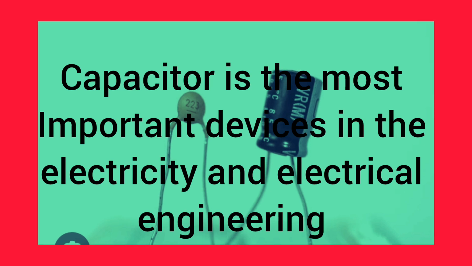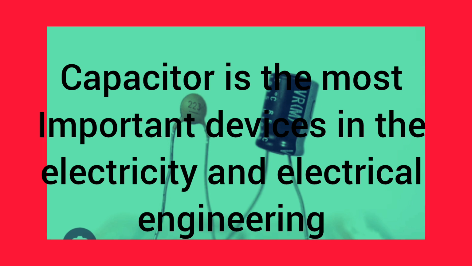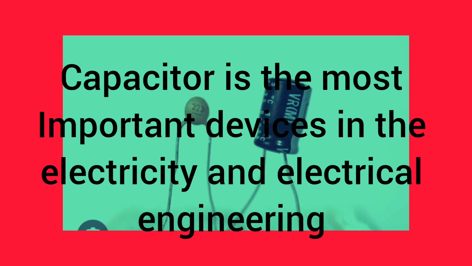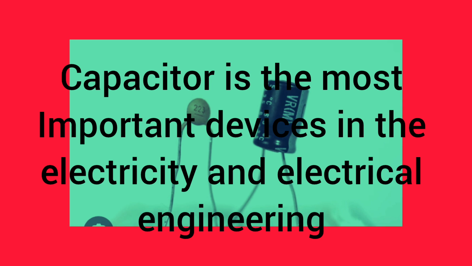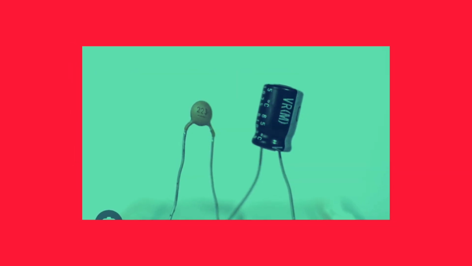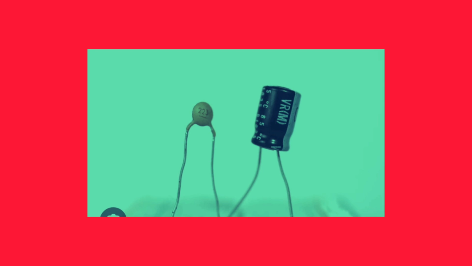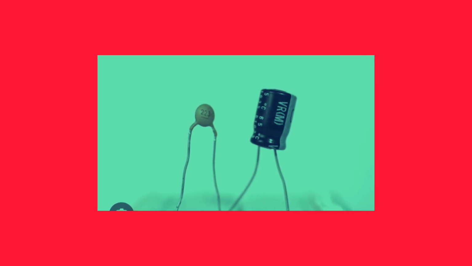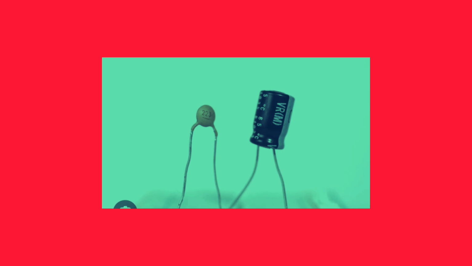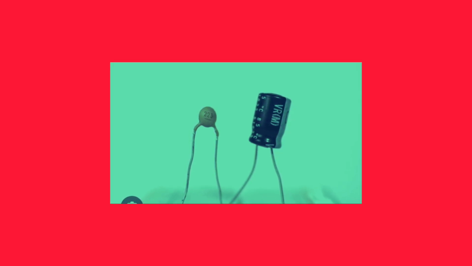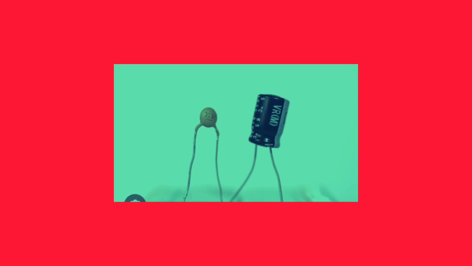Other practical uses include timing circuits. Capacitors control the timing in oscillators and clocks. Power factor correction: in large industrial machines, capacitors help reduce energy loss. Energy storage: capacitors provide rapid energy release in applications like defibrillators and camera flashes. Filtering and smoothing: in power supplies, capacitors smooth out voltage fluctuations to protect sensitive electronics.